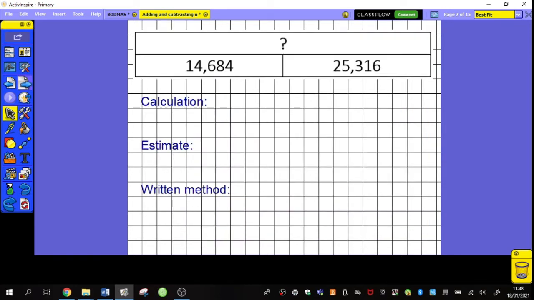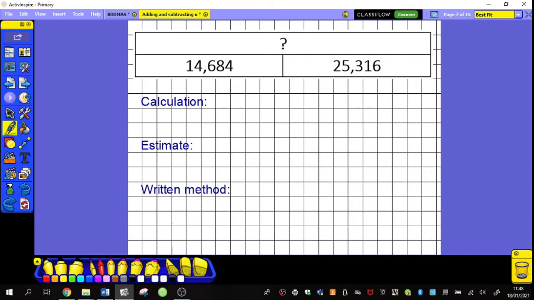So here is my first bar model. I have a whole, which is a question mark, obviously the part I'm trying to find, and I'm going to have two parts. 14,684 is one part and 25,316 is another part. So the first thing I'm going to need to do is to pull out the calculation from this bar model. So I'm obviously trying to find the whole thing.